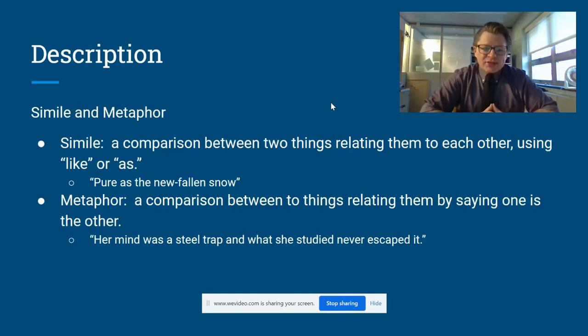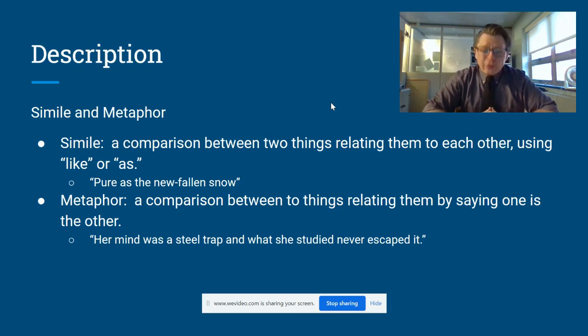We also might use simile and metaphor, and I'm sure you've heard of these things before, but just as a way of touching upon how we develop description, I'm going to mention them again. A simile is a comparison between two things, relating them to each other using like or as, such as pure as the new fallen snow. And I am, of course, sitting here writing this presentation just after a snowfall.